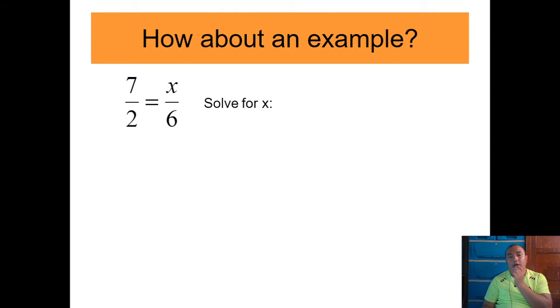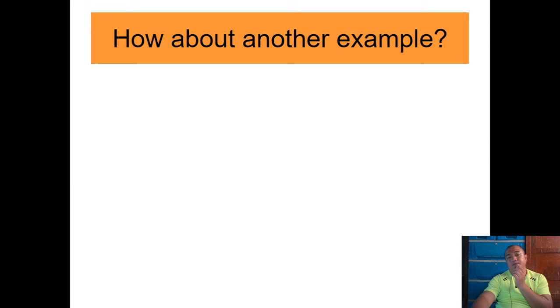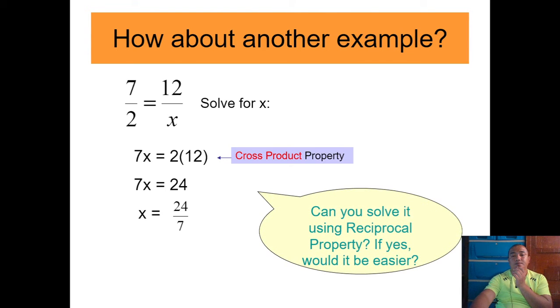Okay, let's solve for x. How can you solve for x? By cross products property. 2 times x, 2x equals 7 times 6, 42. 2x equals 42, divide both sides by 2. It's 21. 21 yung x. O, diba? Another, 7 halves equals 12 over x. O, parang yung reciprocal din yan. 7x equal to 24. 24 over 7 is the value of x.